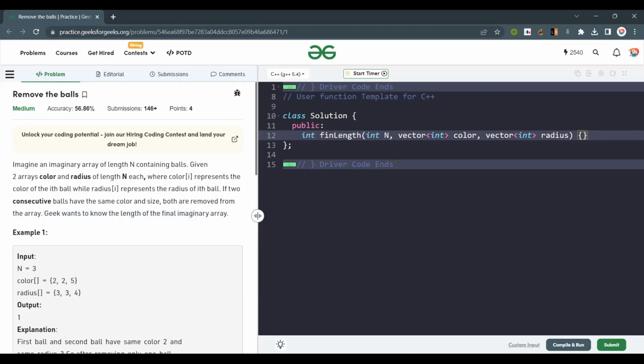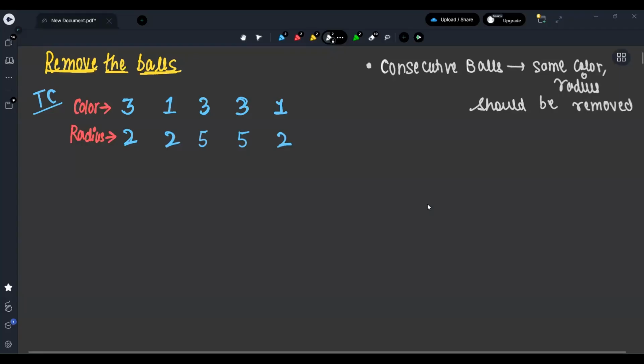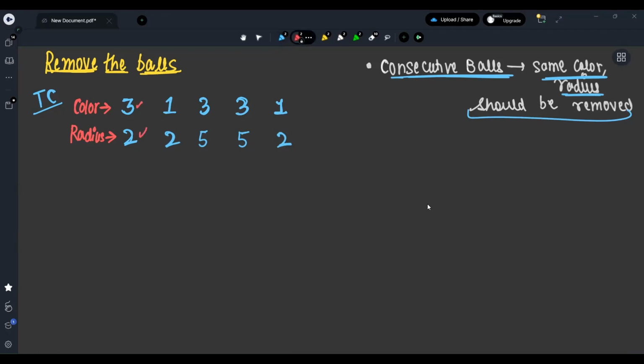So let's understand the question. The question is all about whenever we find two consecutive balls with the same color and radius, both should be removed. Let's understand with an example. Let's have 3 and 2. Fine. Now 1 and 2. Are 1 and 3, and 2 and 2 matching? No, 1 and 3 are not matching, so I will say move ahead. They will not be removed. Now 3 and 1, and 5 and 2, are matching? No. Okay. 3 and 3, 5 and 5, are matching? Yes. They have the same color as well as the same radius.